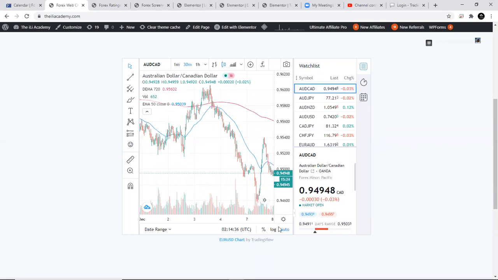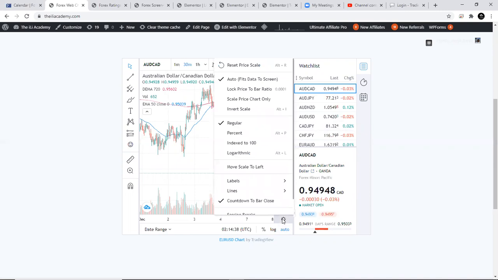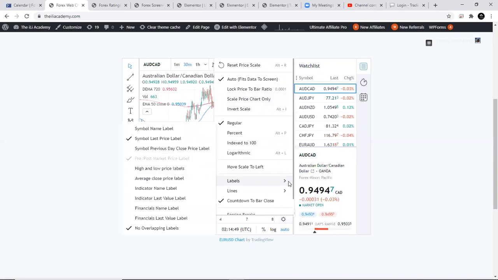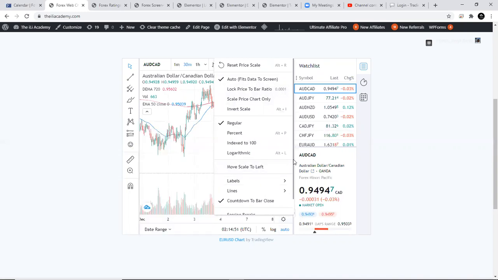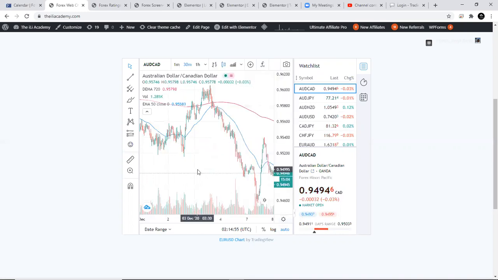I'm going to have to figure out whether I can make it larger or not, or what can happen here. This one says it fits the data to the screen. Okay, great. So you can change it, or you can move the scale to the left. There's lots and lots of features here. So it's a very, very good software. Just using it, I haven't had any trouble. It's got volume down here, all types of things that you can add to it and adjust.